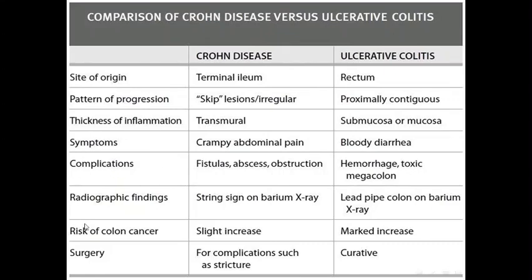For the risk factor, this is of particular importance between Crohn's disease and ulcerative colitis. Crohn's disease slightly increases the risk of colon cancer, in comparison to ulcerative colitis, which causes a marked increase in the development of colon cancer. For the surgical intervention, we usually seek surgery as a last resort in Crohn's disease, when complications such as strictures occur, in comparison to ulcerative colitis, in which surgical intervention is curative.